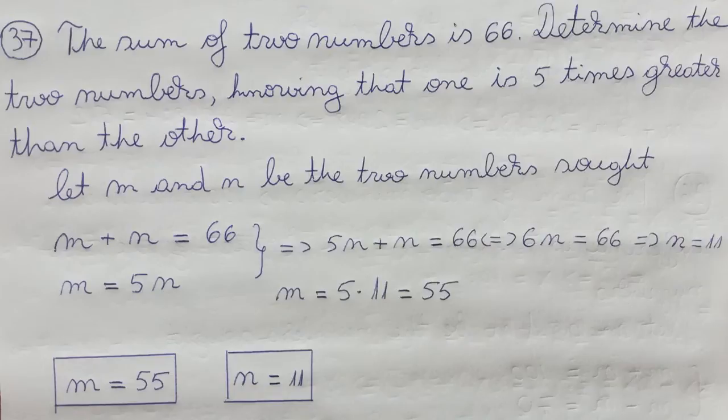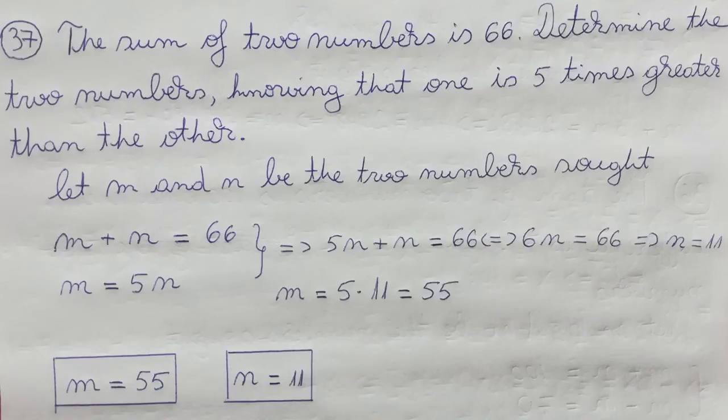Problem 37. The sum of two numbers is 66. Determine the two numbers knowing that one is 5 times greater than the other. Let m and n be the two numbers sought. Again, we create a system of two equations. The first equation, m plus n equals 66, and m equals 5n.